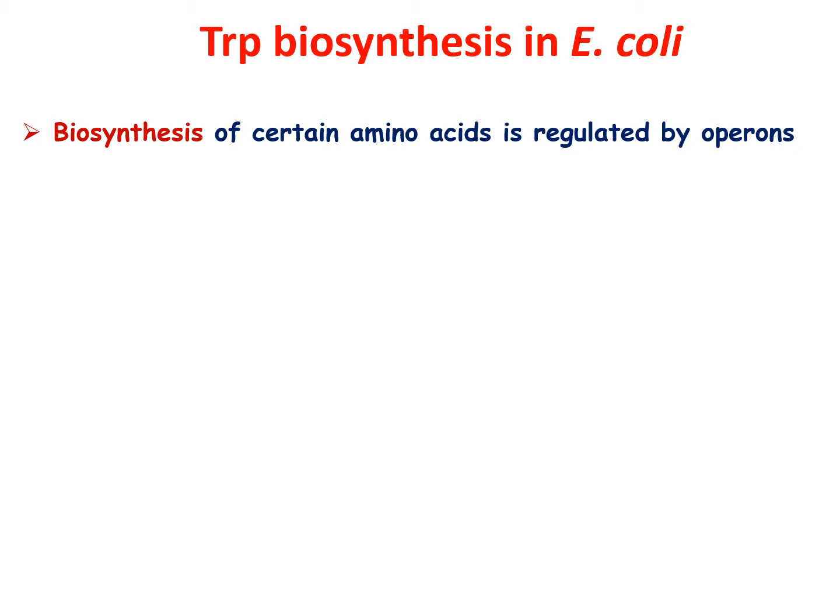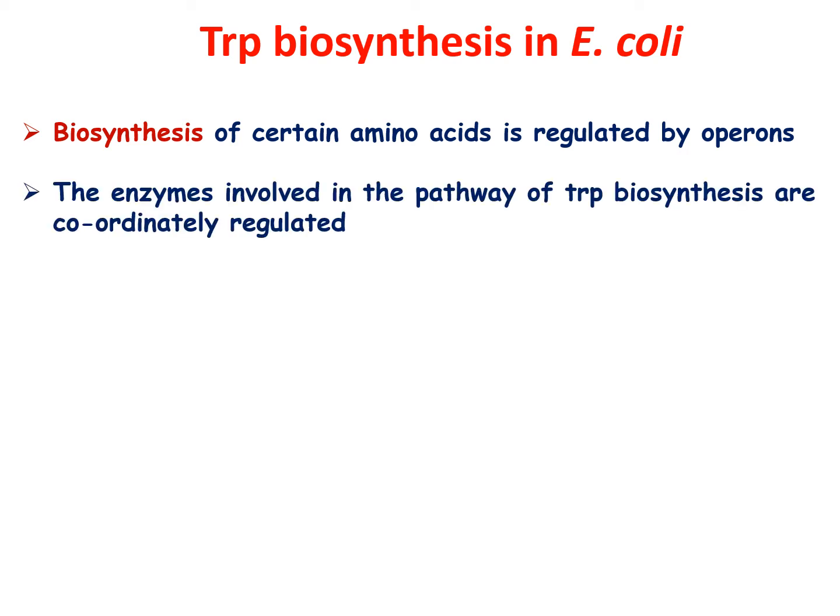Now let's get to the operon which helps us understand the biosynthesis of the amino acid tryptophan in E. coli. Unlike humans, E. coli are capable of synthesizing all of the amino acids in their own cells. And the biosynthesis of certain amino acids is regulated by operons. One such operon is the tryptophan operon.